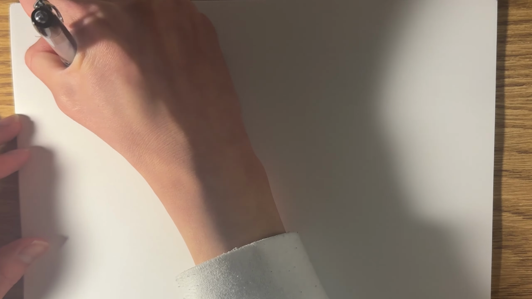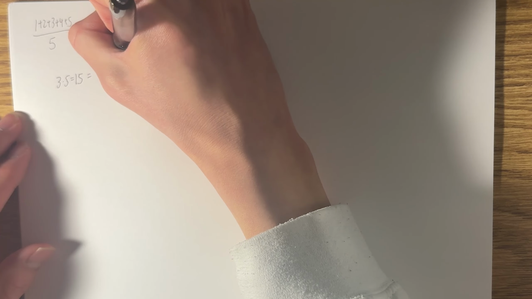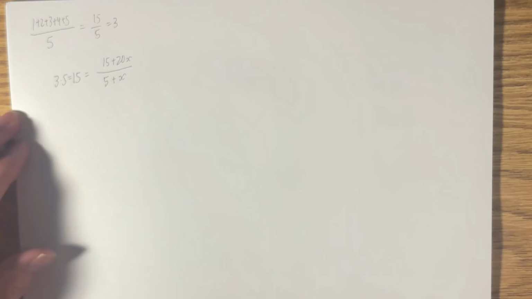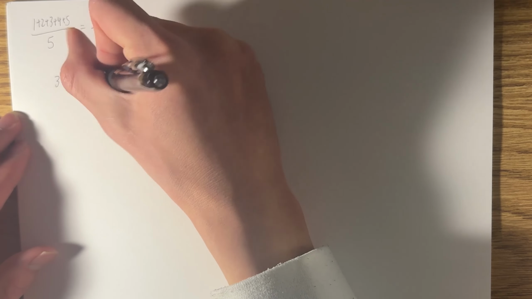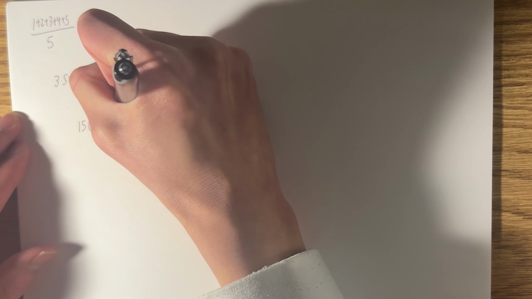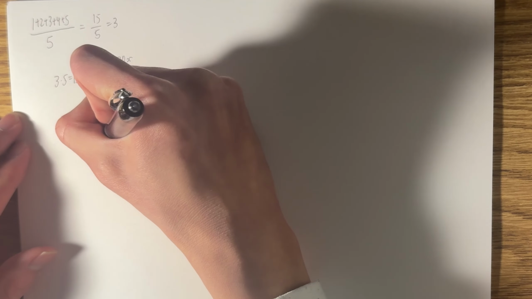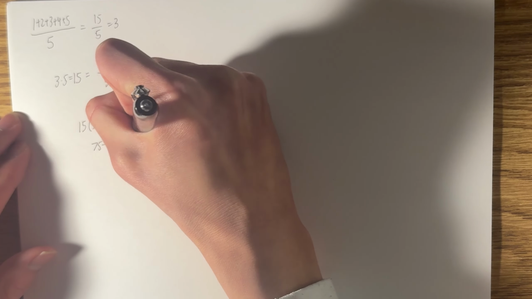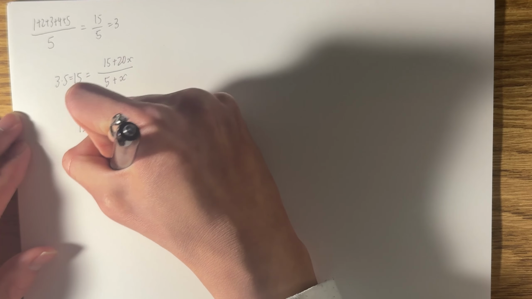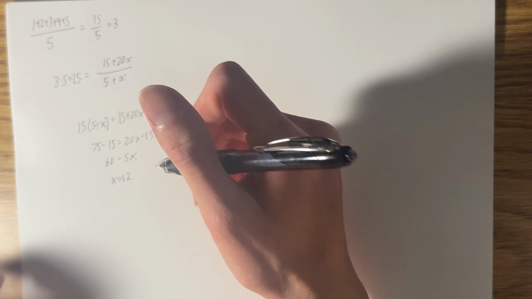So let Jessica add x number of slips, right? Then the total sum of the slips inside will be 15 plus 20x, right? And the total number of slips is simply 5 plus x, right? Now let's cross multiply by 5 plus x to get 15 times (5 plus x) equals 15 plus 20x, right? Expand and subtract, 75 minus 15 equals 20x minus 15x, or 60 equals 5x, which gives x equals 12. Right, and we're asked for the total number of slips, right? So we just have to simply add 5.